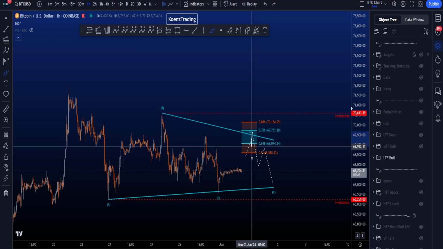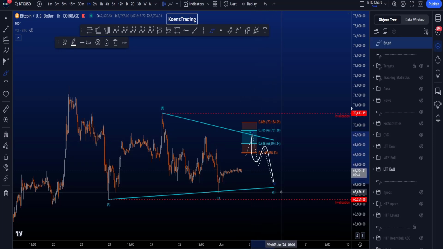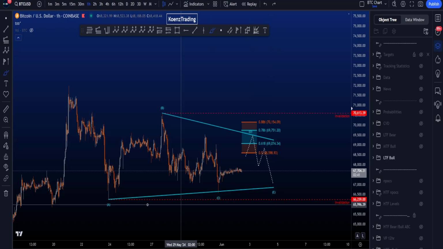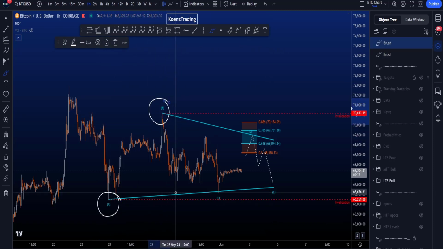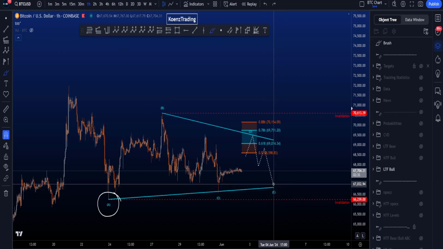After wave D, we are looking for a simple zigzag to the downside in a wave E. The invalidation for this scenario is moving below wave A or moving above wave B before wave E is finished.